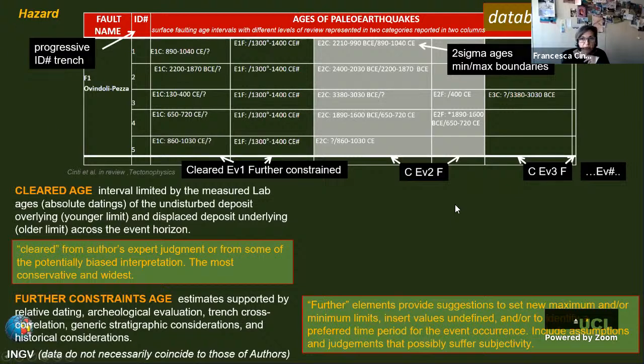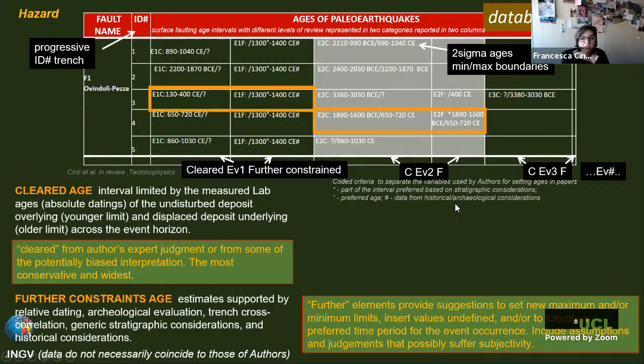So we distinguish them, and also we want to point to the coded criteria to separate the variables used by authors for setting ages in papers. Here, as an example, is a part of the interval preferred based on stratigraphic consideration. So we marked that. And then for the preferred age here, we didn't have the younger boundary set in the clear data. But then inserting the further constraint, we set the value previously undefined based on historic and archaeological consideration.